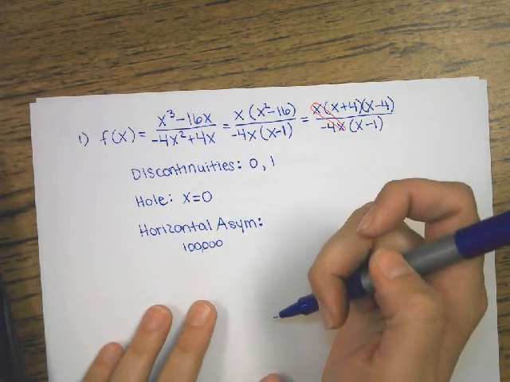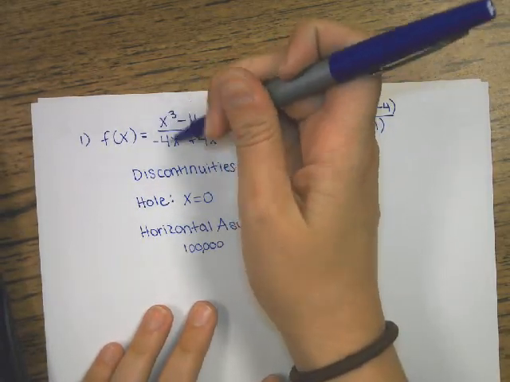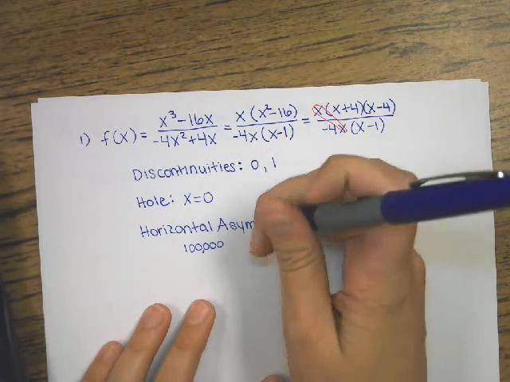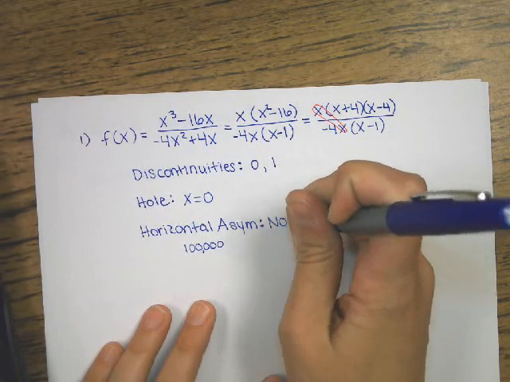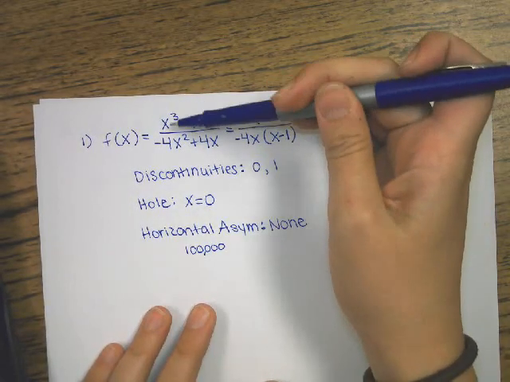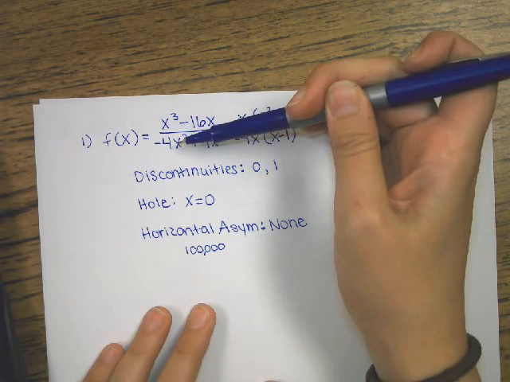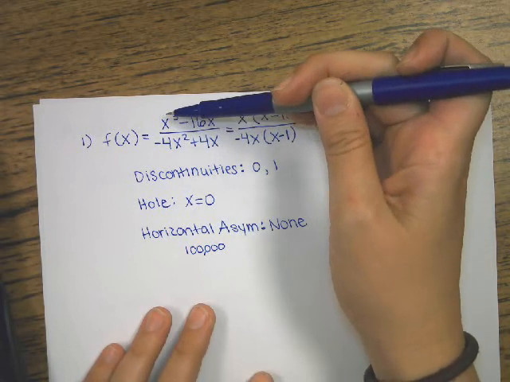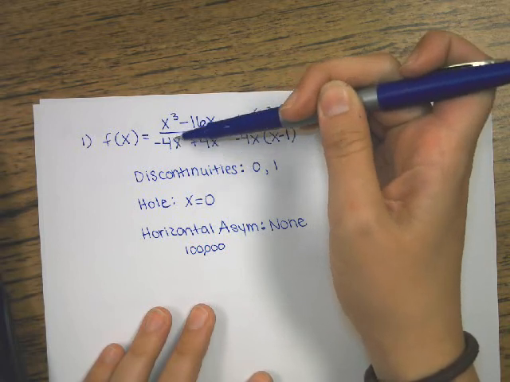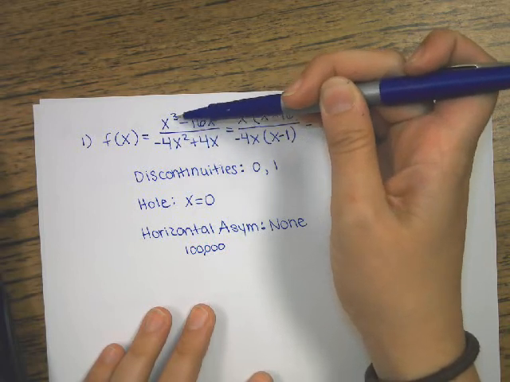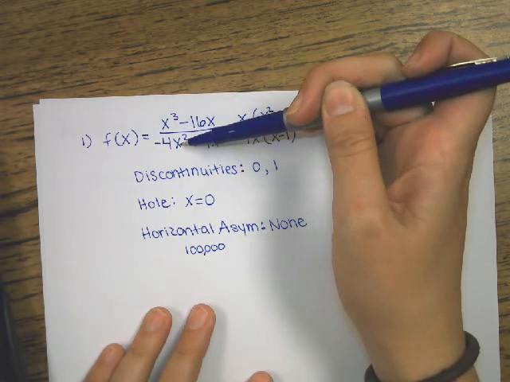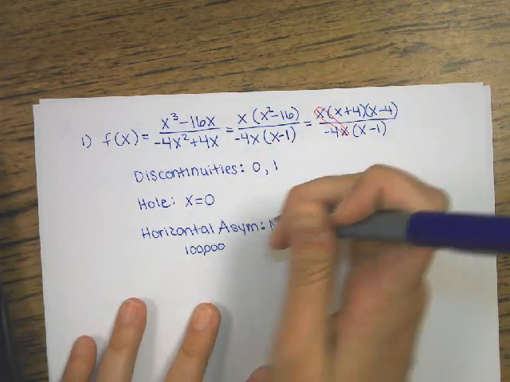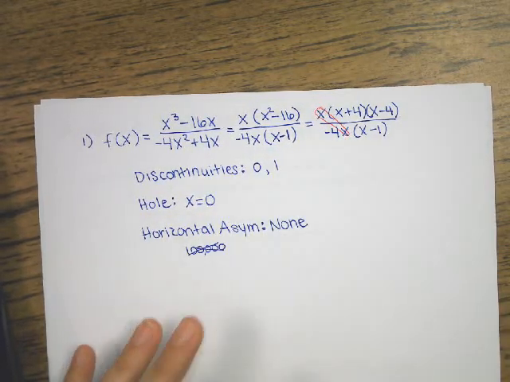And if you look at the shortcuts on the front, if the power of the top is bigger than the bottom, so we have a power of 3 over a power of 2, then there's going to be no horizontal asymptote. The reason is this leading term has the biggest power, so it has the most influence over the function. Since this has a bigger power, it's going to get large very, very quick, where this gets large fast, but not as fast as the top. So it's going to go off to infinity. So horizontal asymptote is going to be none.